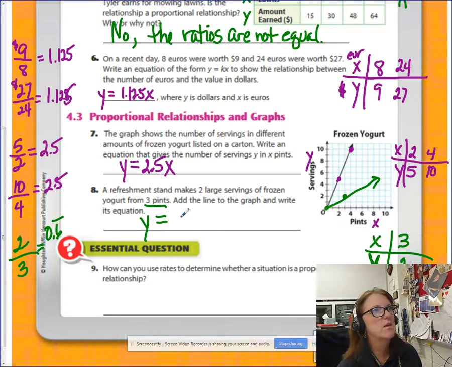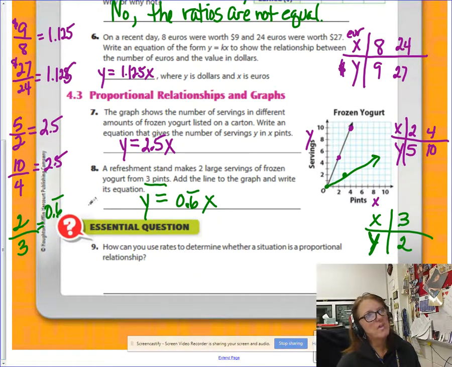Now I've got to write the equation. It's 0.6 repeating times X. There you go. Okay. Now, the equation stuff, table stuff is a little more challenging. When you have the picture and you're looking, I think that makes it a lot easier to understand.